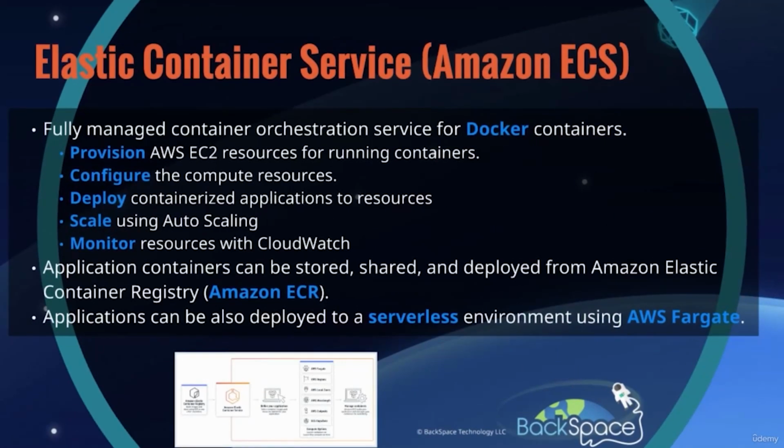Elastic Container Service, or ECS for short, is a fully managed container orchestration service for Docker containers. Now, you don't need to know much about Docker at all as a cloud practitioner, but you do need to know that the ECS service is for orchestrating those Docker containers. And it does that by first provisioning our EC2 resources for running those containers. And it also configures those compute resources.